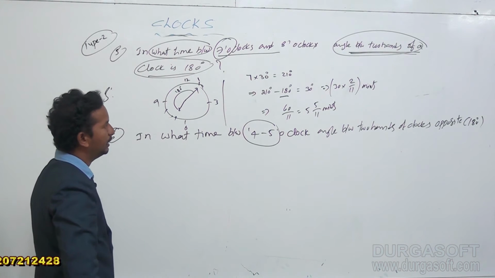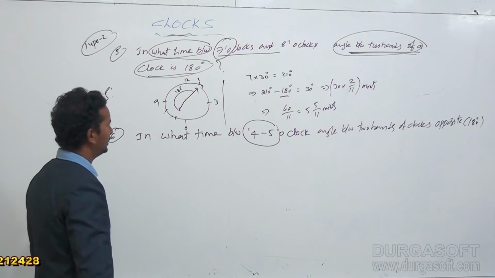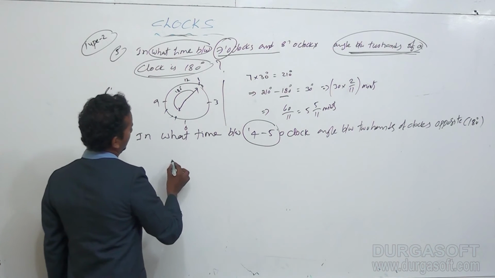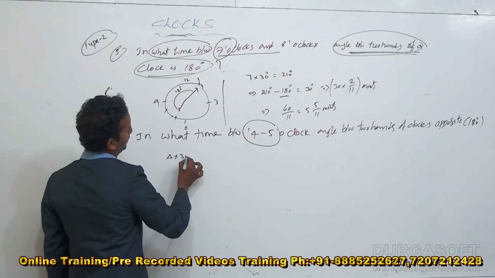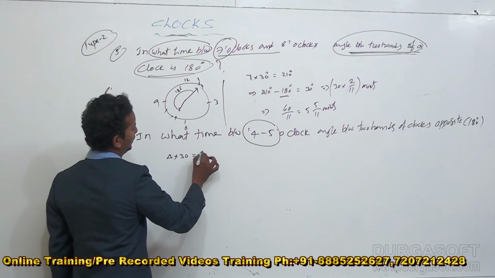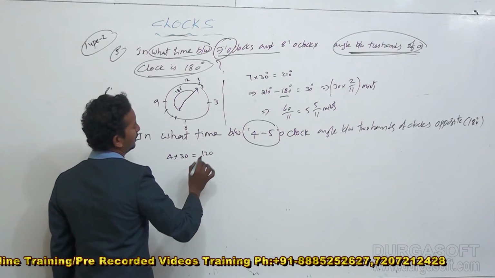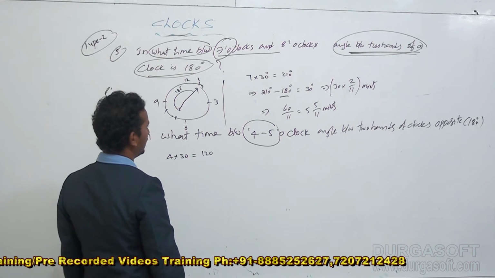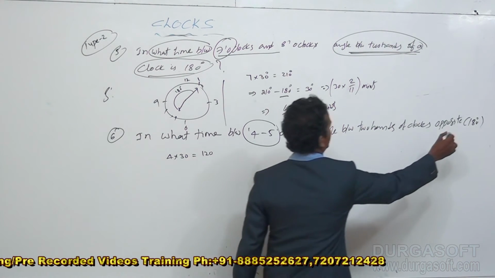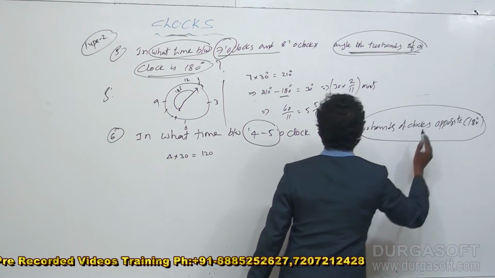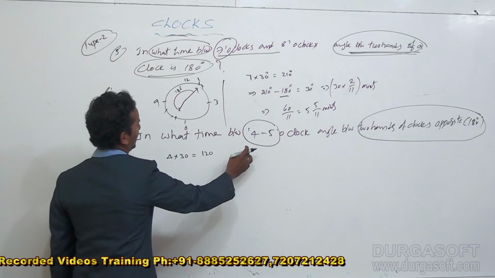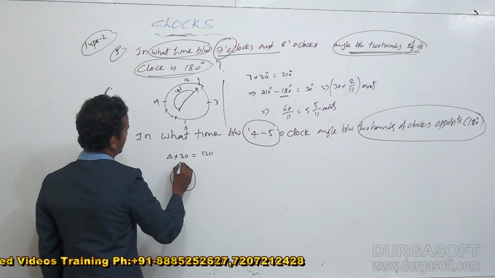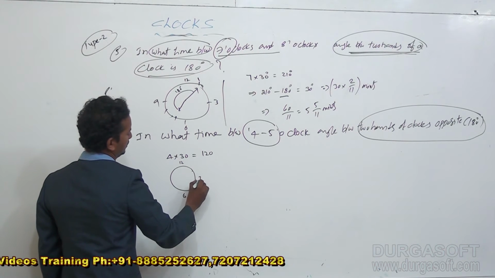Now coming to this one, this is 4 o'clock. 4 into 30 is equal to 120. What is given here? 180 degrees. The two hands of a clock are in the opposite direction, 180 degrees. The clock shows like this: this is the 12, 6, 3, 9.